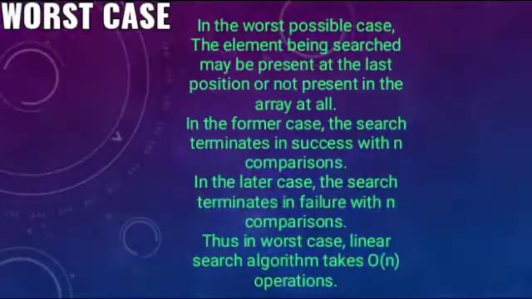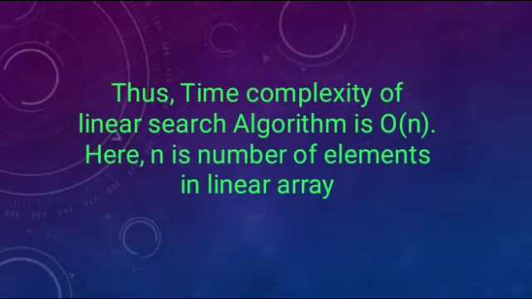Worst case. In the worst possible case, the element being searched may be present at the last position or not present in the array at all. In the former case, the search terminates in success with n comparisons. In the latter case, the search terminates in failure with n comparisons. Thus, in worst case, linear search algorithm takes order of n operations. Thus, time complexity of linear search algorithm is order of n. Here, n is the number of elements in a linear array.